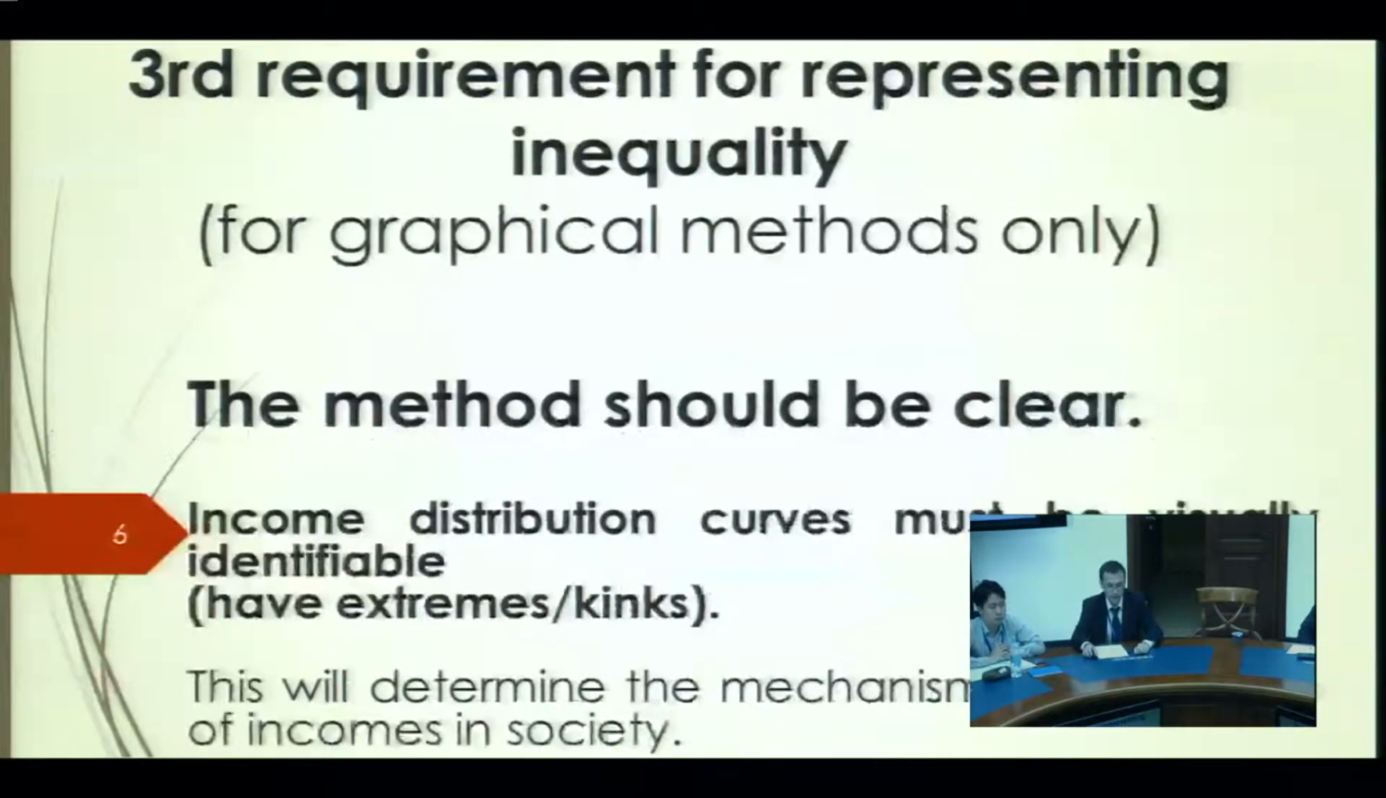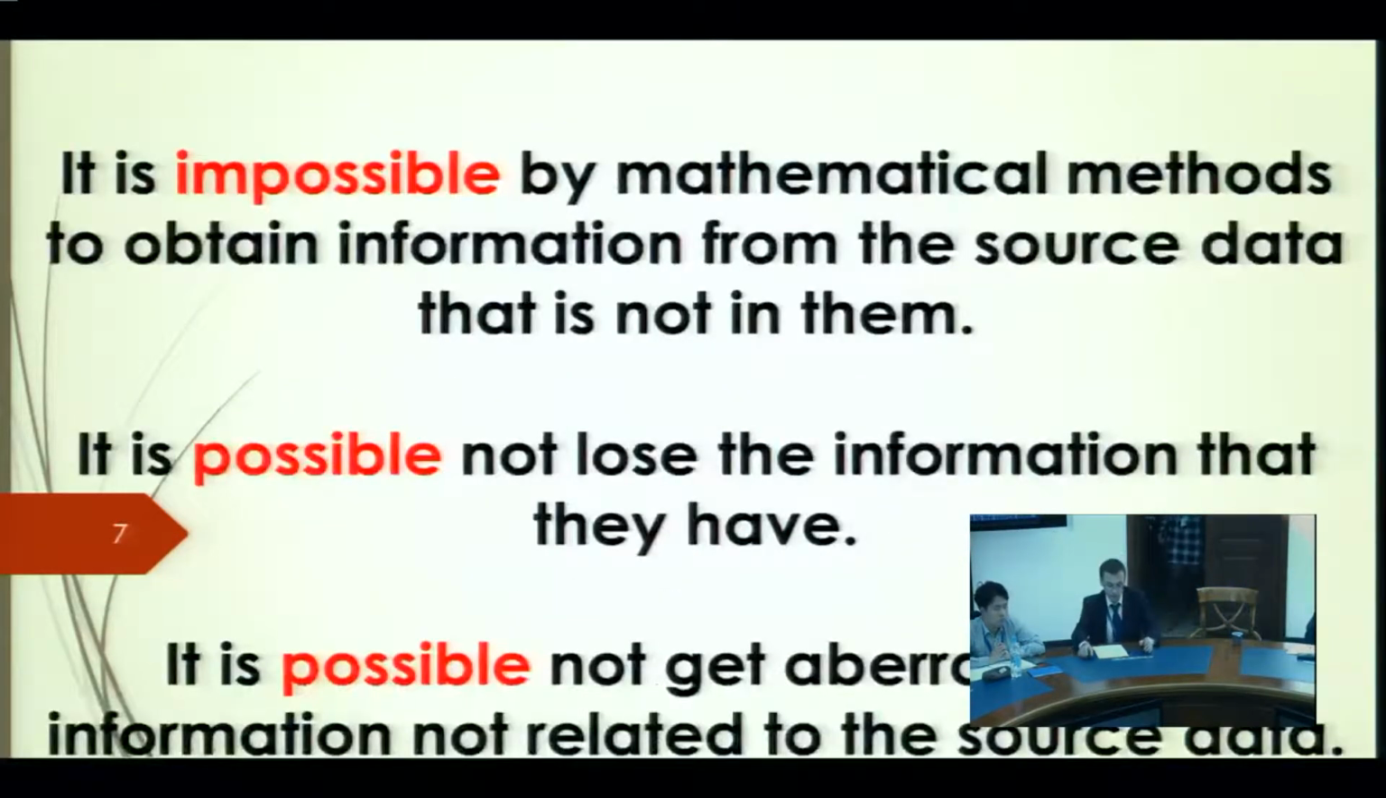The third requirement for representing inequality is for graphical methods only. The method shall be clear. Income distribution curves must be visually identifiable, have extremes, kinks. This will determine the mechanism of distribution of incomes in society. It is impossible by a mathematical method to obtain information from the source data that is not there, but it is possible not to lose the information that they have, and it is possible not to get aberration.